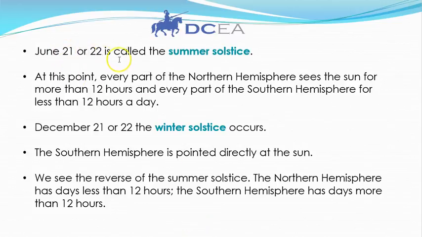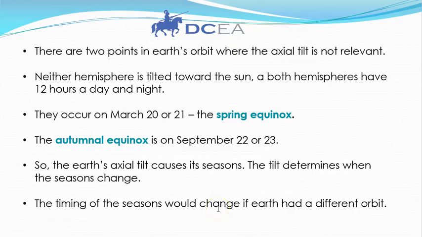June 21st or 22nd, we actually call the summer solstice. At this point, every part of the northern hemisphere sees the sun for more than 12 hours a day. Consequently, the opposite happens when we have the winter solstice, which comes around December 21st or 22nd. The southern hemisphere is then pointed directly at the sun, and we see the reverse of the summer solstice. The northern hemisphere has less than 12 hours a day, and the southern hemisphere has more.